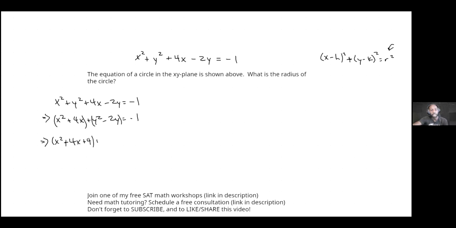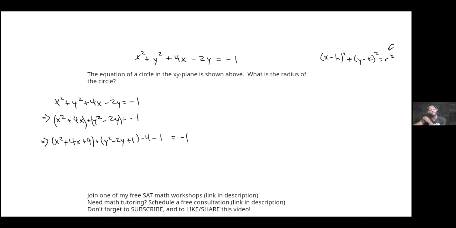And we're about to do the y stuff in a second. Then we're going to subtract 4 here. And then equals -1. You'll see why I kept all that space. Now let's do the y stuff. So you've got y squared minus 2y. Half of -2 is -1. -1 squared is 1. So it's going to be a +1 here and then a -1 here.